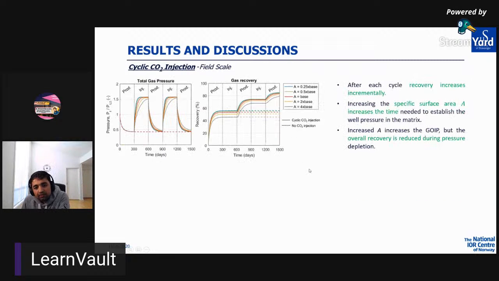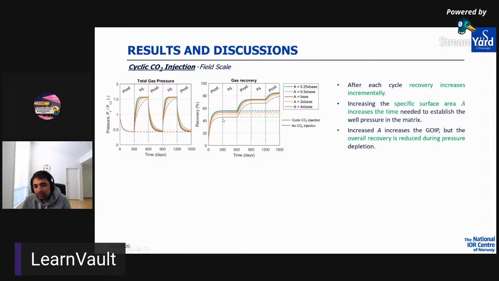At a field scale, when we simulate this example, it is through a huff and puff process. What we are trying to do is let methane produce for the first 300 days through natural pressure depletion. Then we inject CO2 for 300 days, which leads to an increase in total pressure. And then again we let it produce methane and then inject again. This is called cyclic injection or a huff and puff process, and with each cycle we can see that the methane production, the recovery, is increasing.